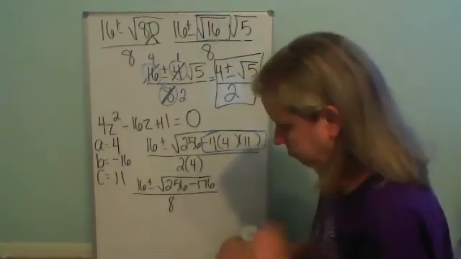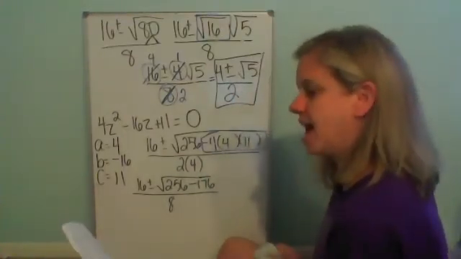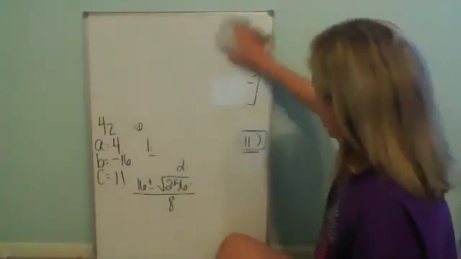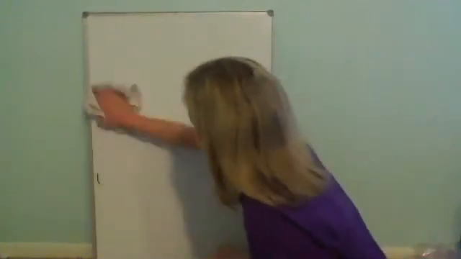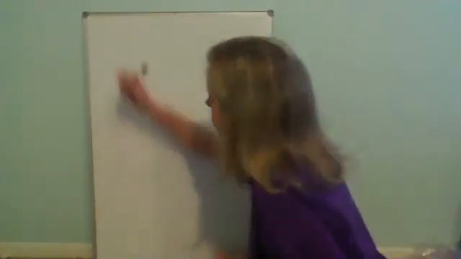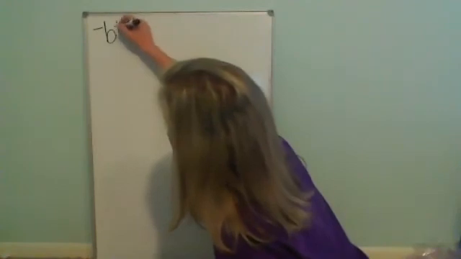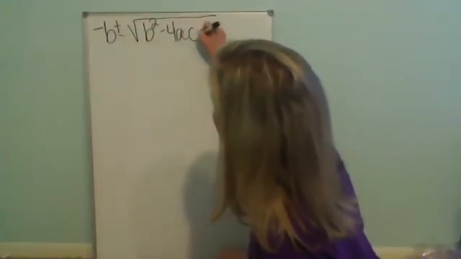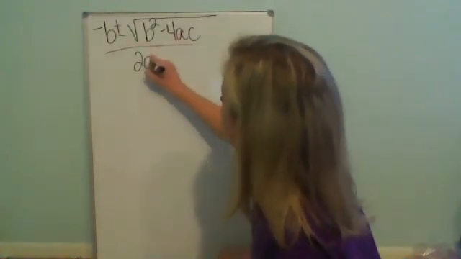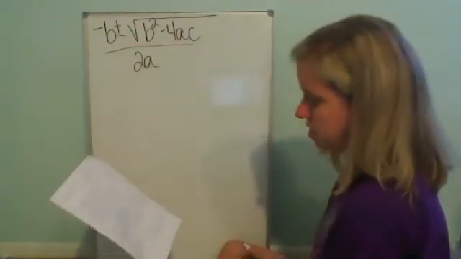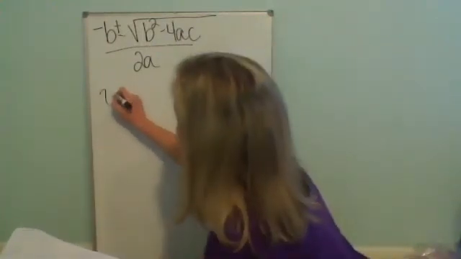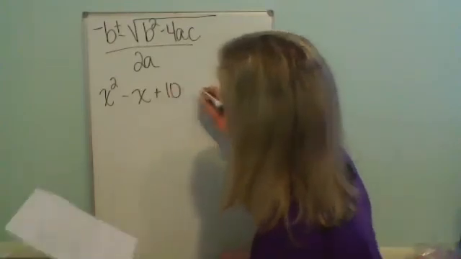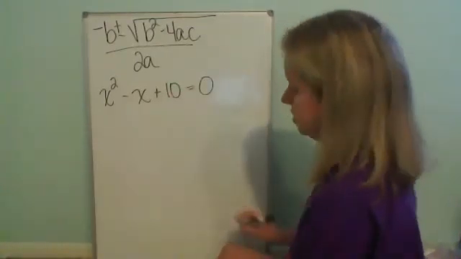Okay? 2 more, 15 and 16 it looks like. All right, let's work 15. Again, I'm going to rewrite my quadratic formula at the top. Opposite of b, plus minus the square root of b squared minus 4ac all over 2a. My problem is x squared minus x plus 10 equals 0.